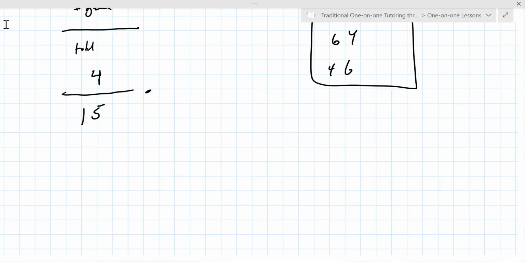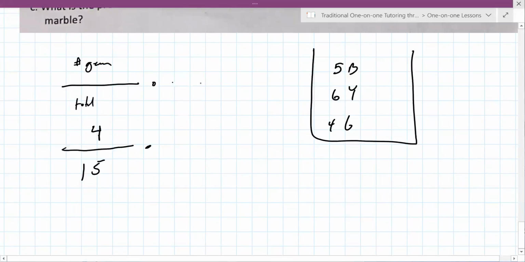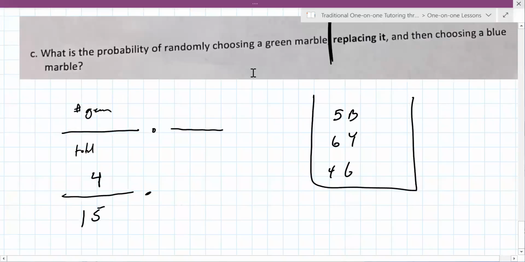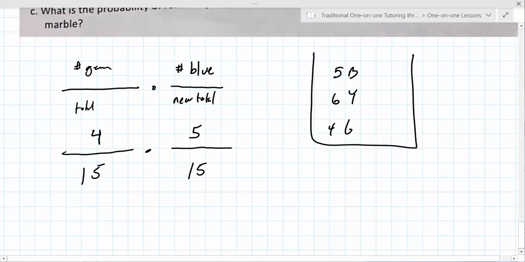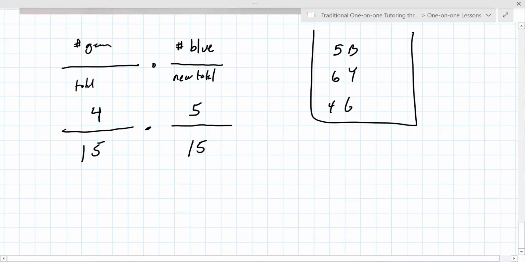We can talk about why it's times, but for now, let's just go with it. In this scenario, you're replacing it. You take the green out, but then you put it back in. So your total does not change this time, because when you take one out, you put it back in. Your new total is still 15. But now we want blue. So what's the number of blue? There are 5 blue marbles. Perfect.